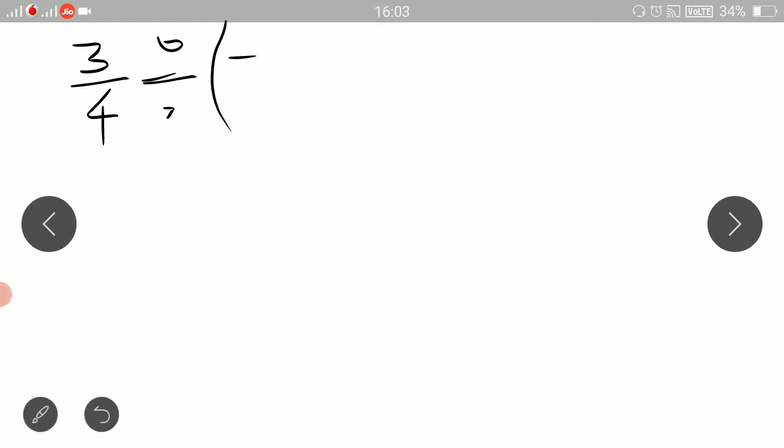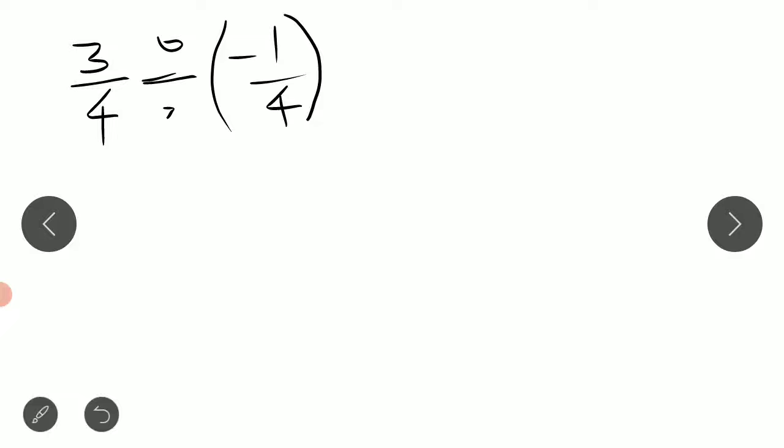So now let's go for division. 3 by 4 divided by minus 1 by 4. We are going to divide these two rational numbers. Division of rational numbers directly is not possible. We cannot divide the rational numbers directly.